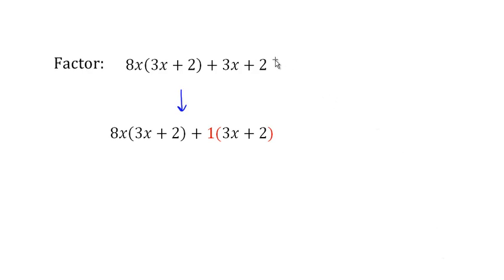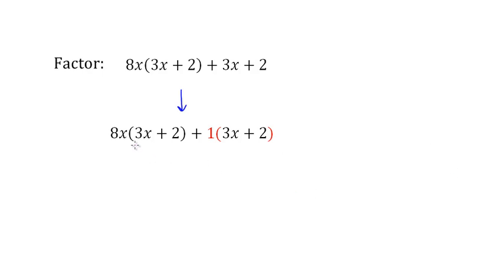This expression that we started with is exactly the same thing that I have rewritten below it: 8x times the quantity 3x plus 2, plus 1 times the quantity 3x plus 2. Those are the same things. And when we view this expression like this, it's much clearer to see exactly what we need to do to factor.